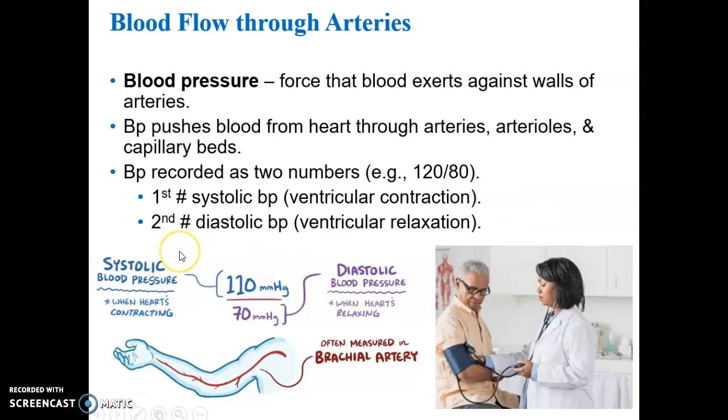So to finish up, that second number is the diastolic blood pressure, and that's when the blood pressure drops due to the ventricular relaxation, or ventricular diastole. In the example here, that's 70 mm Hg. So this mmHg means millimeters of mercury. That's just a unit of measure for blood pressure.